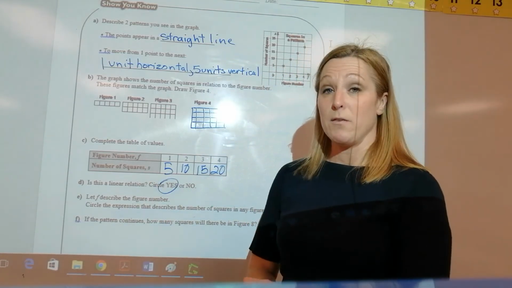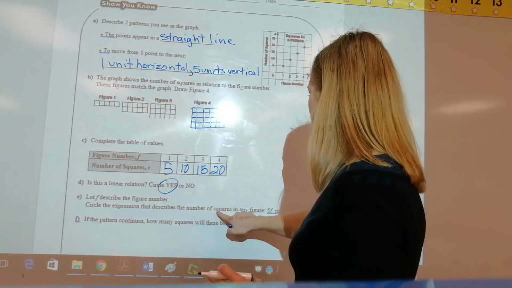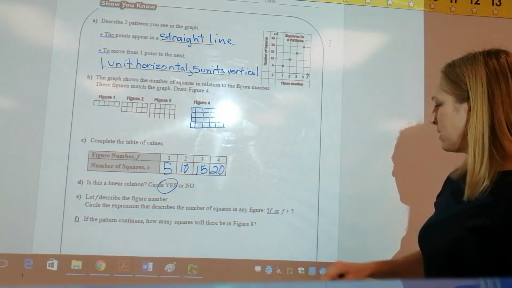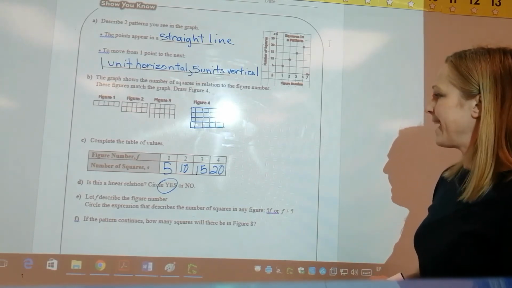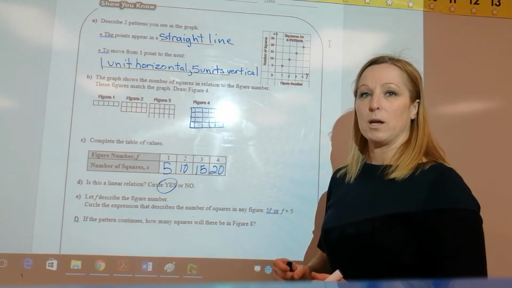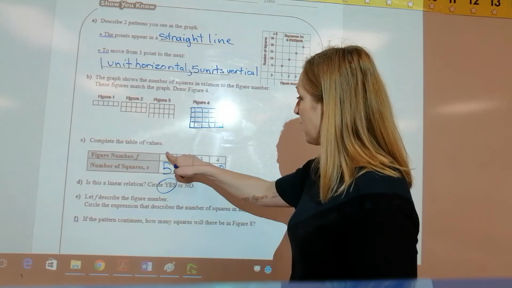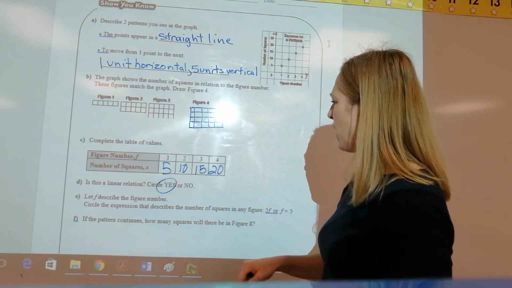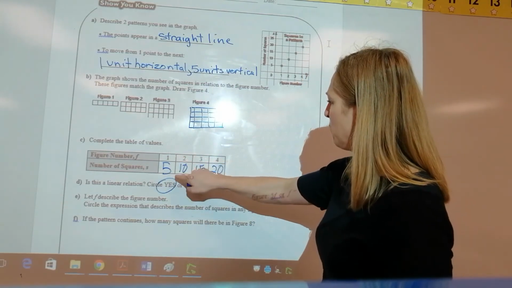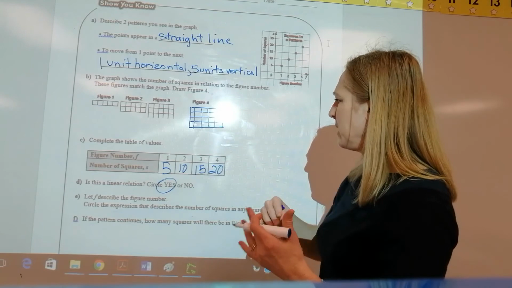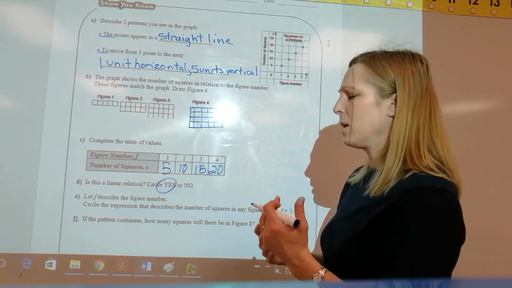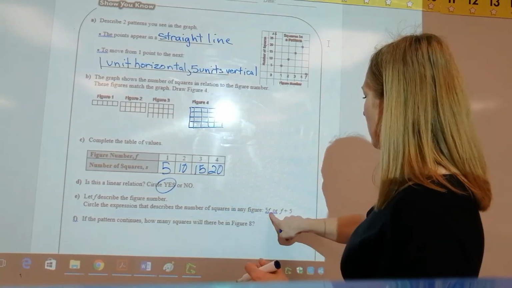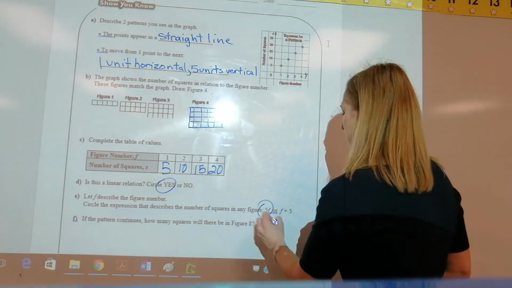Let F describe the figure number. Circle the expression that describes the number of squares in any figure. Is it 5F or is it 5 plus F? Well, remember that if I'm looking for the expression, I'm trying to figure out how to get from X to Y. So it certainly can't be 5 plus F, because 1 plus 5 would be 6, and that's no good, so it looks like it is 5F.